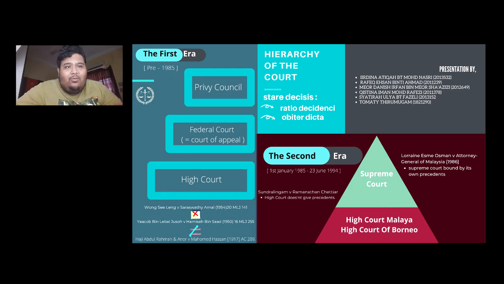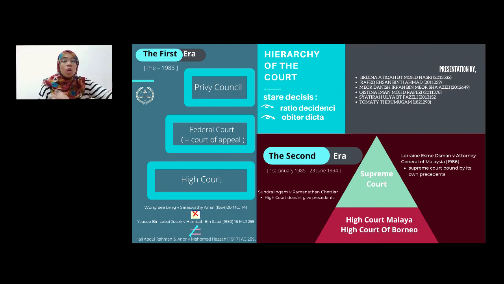The Court of Appeal in Wong Sileng and Sarawasti Amal in 1954 dismissed the claim that the case was bound to obey its own prior judgment in the case of Yaakob bin Lebay Yusof and Hamisah bin Sa'ad in 1950, because the decision was contrary to the Privy Council decision in Haji Abdul Rahman and Noor and Muhammad Hassan in 1917. However, it has been established in a few cases that decisions are binding on Malaysian courts if the legislative provisions or law in question is in full accordance with the case in Malaysia.